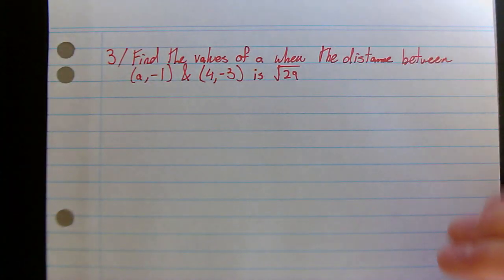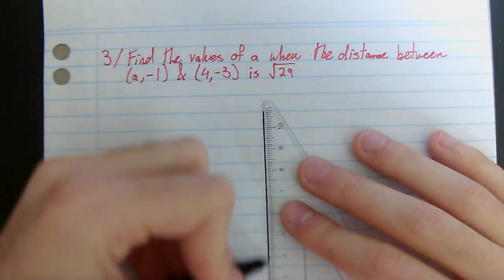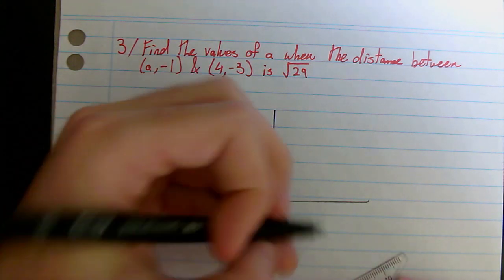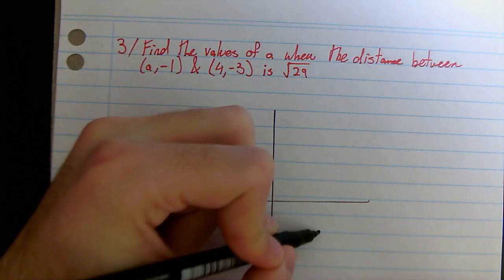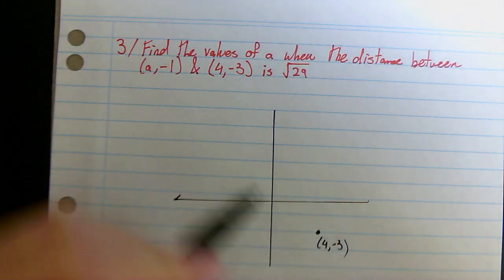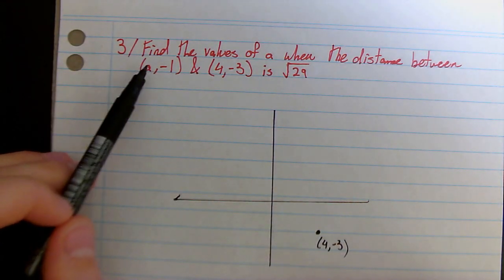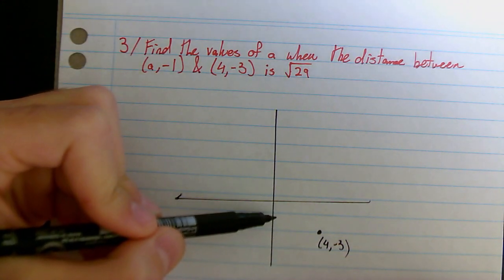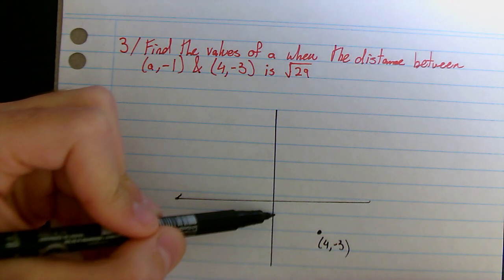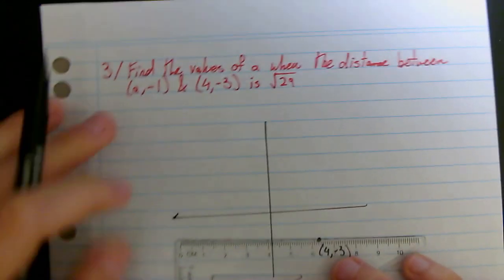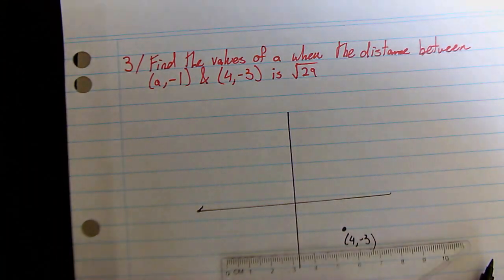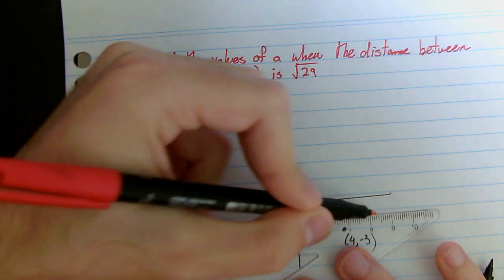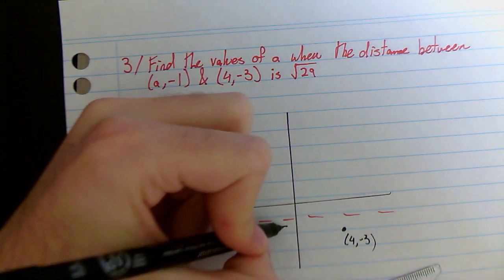if I just do a quick sketch, we have this point here, which is fixed, which is going to be (4, -3), so that's roughly about here. And we've got this point here, which is going to be (a, -1), so it has a y coordinate of -1, which is going to be down here, and has an x coordinate of a, so it can be anywhere along this line where the y coordinate is -1.